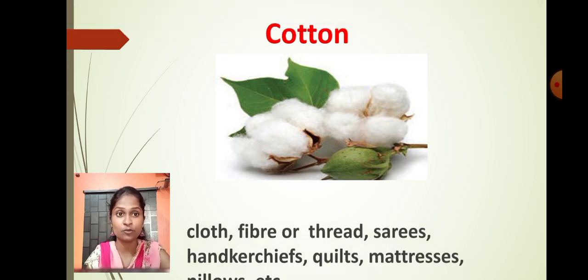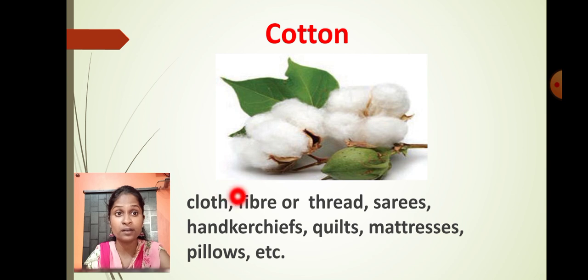So you can see over here: cloth, fiber, then thread, then saris, then handkerchief, then quilts, then mattresses and then pillow. So all these materials are made by using the cotton. And all these cloth, fiber, sari, mattresses, pillows, all these materials are available right now at our home as well. Correct? So these are the uses of the cotton and all these are the objects of the cotton. So I have shown here all these are the objects of the cotton.